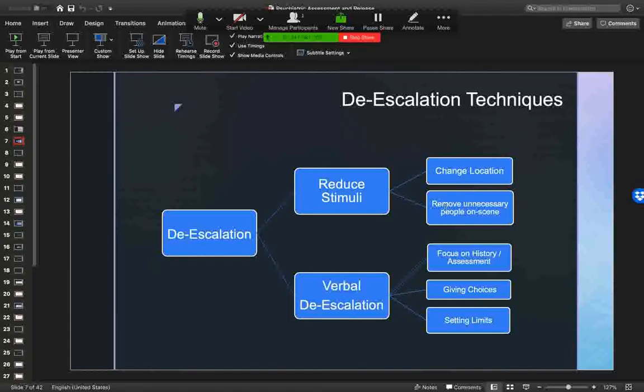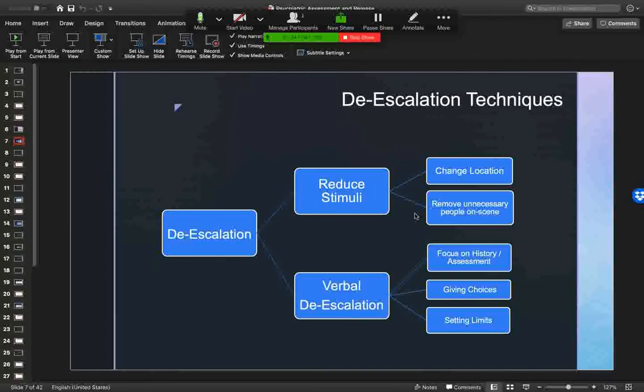Another one is removing unnecessary people on scene. This is another good one, especially in apartment buildings, around dorm rooms and things like that. Freshman dorm rooms get crowded very easily with people. If we don't need all the people in there, we don't need 5 officers in there. We also don't need the captain, the FTO, the in-charge, the attendant's friend. We don't need all those people in there. So while de-escalation is going, remove as many people as you can.